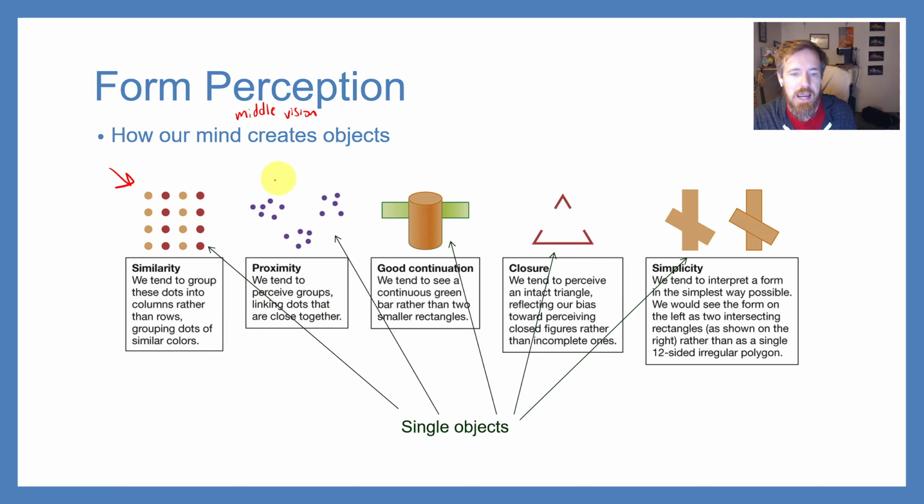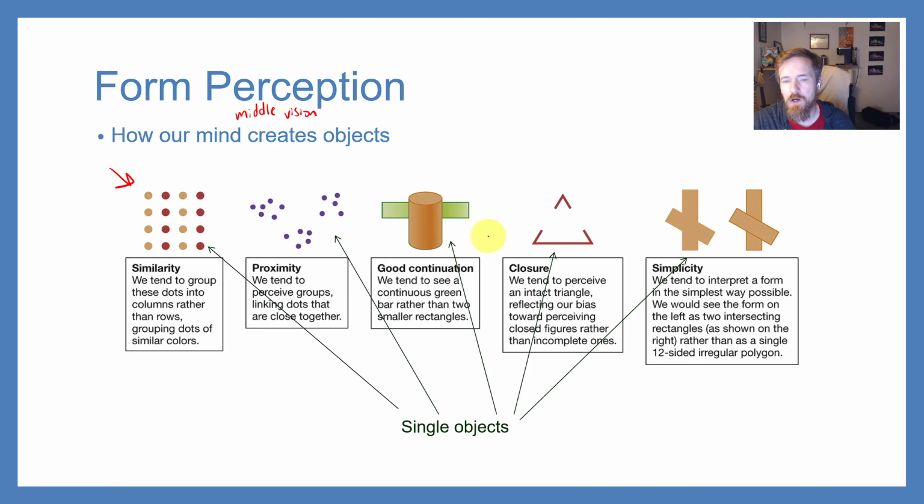Same with this. If I asked you what's going on right here, you'd probably say there are 3 groups of dots. Not that there are 16 dots on the screen, but there are 3 groups of dots. So we tend to group things whenever they appear to be close to one another. So we perceive these to be 3 groups because of their proximity to one another.